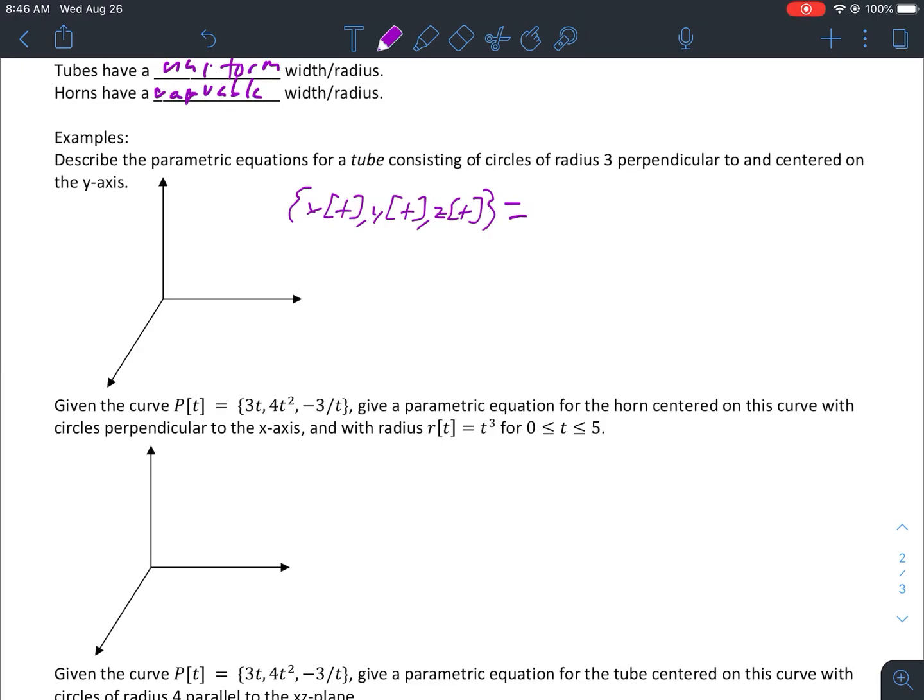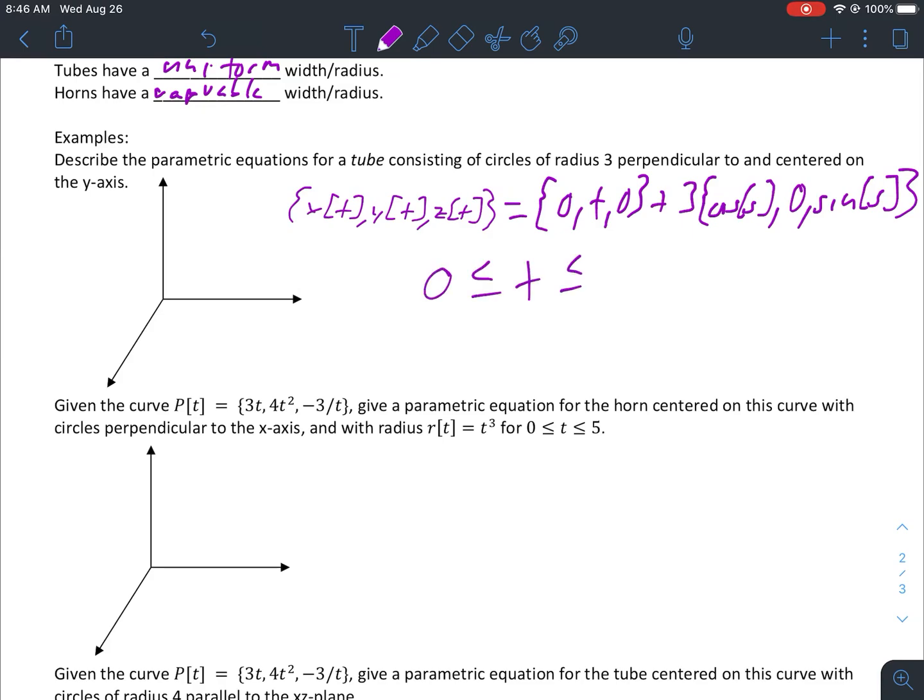All right, so the equation we can come up with for this here is 0, t, 0, and we'll let t range here in a second when we get to that point, plus 3, because the radius here is going to be 3. And then we'll put cosine in the x space here, 0 in the y space, and sine in the z space. And then it doesn't really say how long it has to be, so we can pick how long we want it to be. Let's just use 0 to 4 for t.